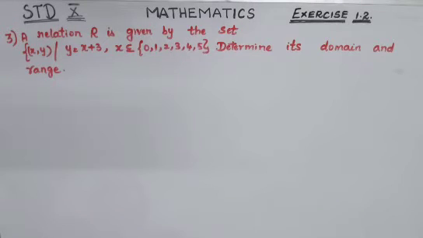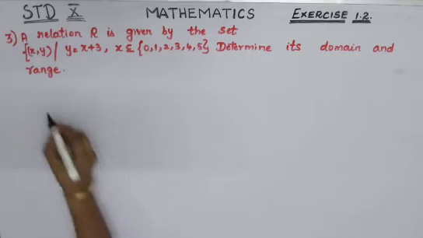Third question. A relation R is given by the set x comma y such that y is equal to x plus 3 and x belongs to 0, 1, 2, 3, 4, 5. Determine its domain and range. So the condition is given in set builder format here. So you'll have to write your ordered pair, that is x comma y, but the condition given is y equal to x plus 3.